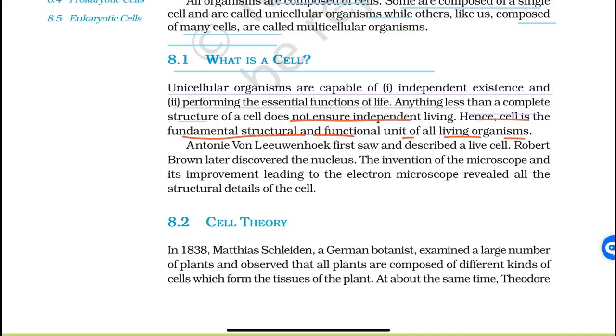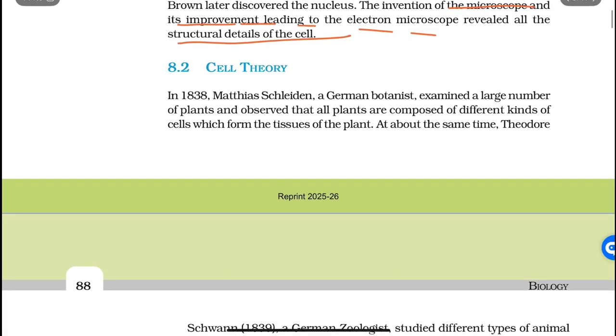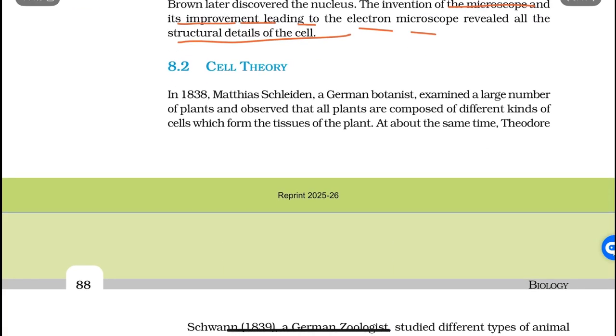Antony van Leeuwenhoek first saw and described a live cell. Robert Brown later discovered the nucleus. The invention of the microscope and its improvement leading to the electron microscope revealed all the structural details of the cell. Cell theory.